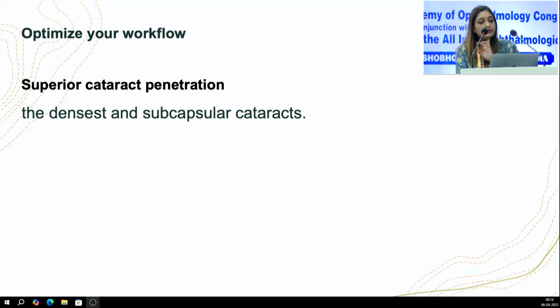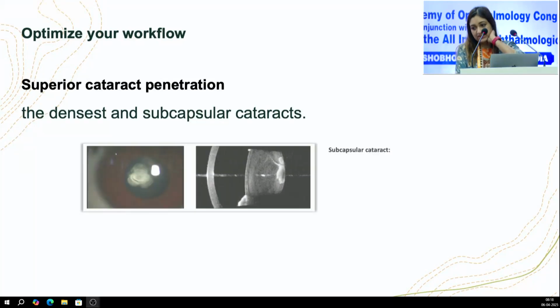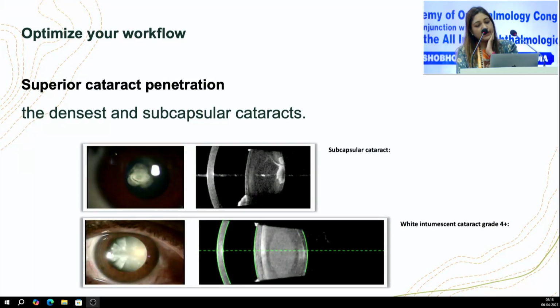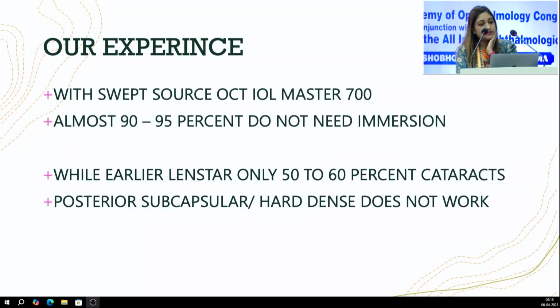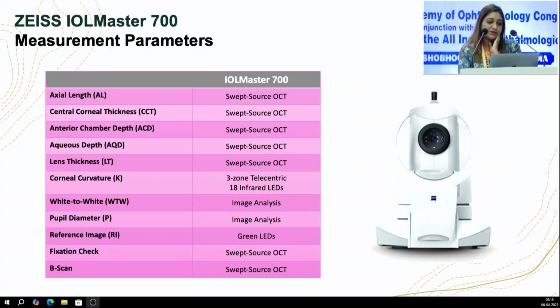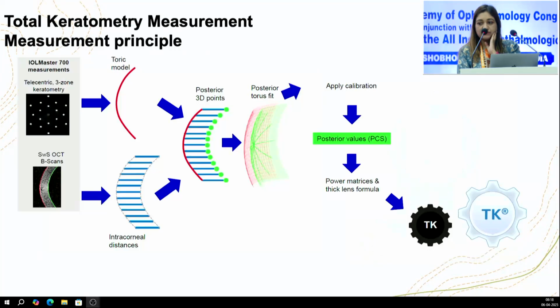With its superior cataract penetration, even the densest subcapsular cataracts, we are able to achieve good biometry. Even in grade 4 cataracts, it is easily done. With our own experience, after we took the IOLMaster 700, almost 90 to 95% of patients do not need immersion, while earlier the percentage was as low as only 50 to 60% of cataracts where we could do Lenstar. So these are all the measurements which are very easily and precisely given by this machine.